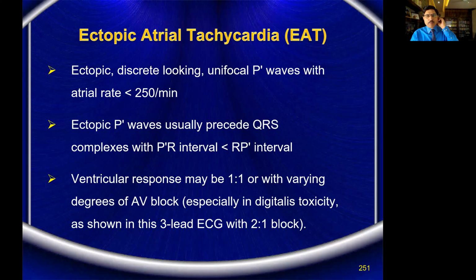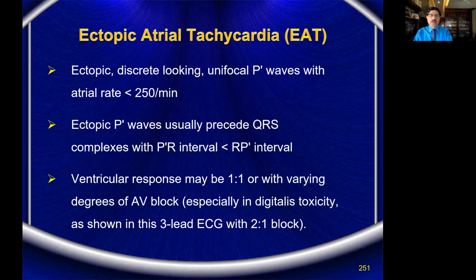Ventricular response may be 1:1 or with varying degrees of heart block. So if it is 1:1, 250 will be the ventricular rate. Then it becomes a supraventricular type of tachycardia, or it could be blocked by 1:2 or 1:3 or whatever it is. Especially in digitalis toxicity, as shown in the 3-lead ECG with a 2:1 block that we are going to see.